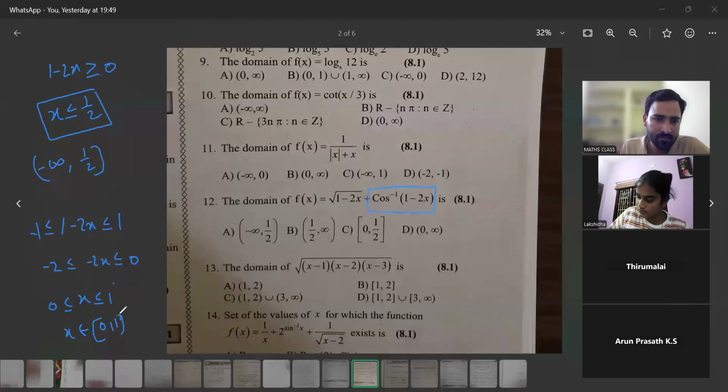Now take the intersection of 0 to 1 and half to infinity. So what is the intersection? 0 is included, yes, up to half. This will be the intersection.